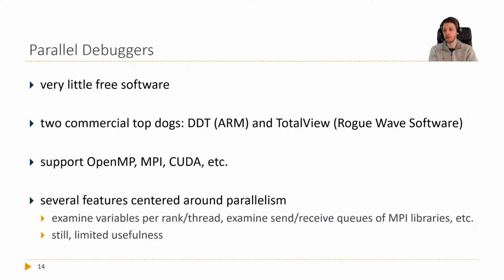Yeah, then moving on to parallel debuggers. The issue here is that there's very little free software, unfortunately. There are 2 commercial top dogs that I personally am not using. DDT from ARM, which used to be Allinea Software, but ARM bought them a while ago. And there's TotalView from RogueWave Software. I know that these are used in larger supercomputers and clusters. I don't advertise their use here.